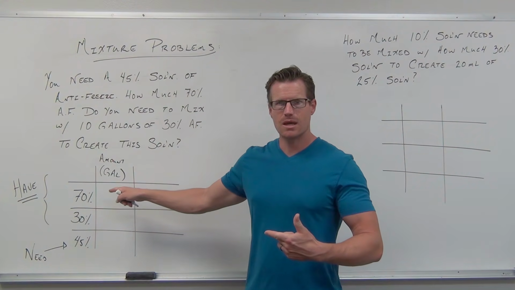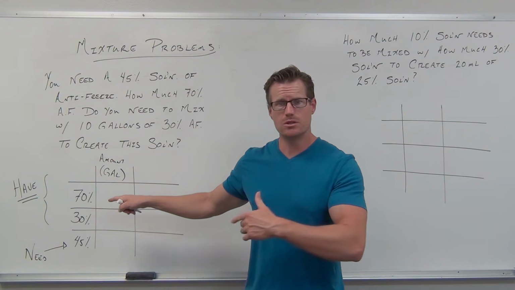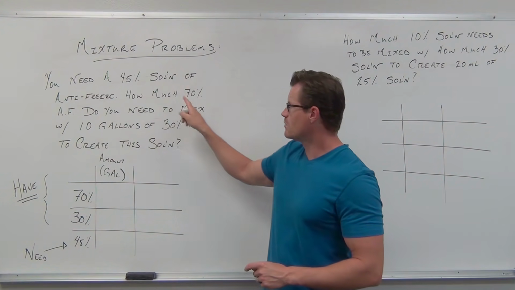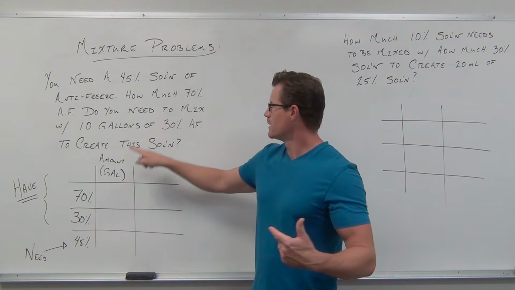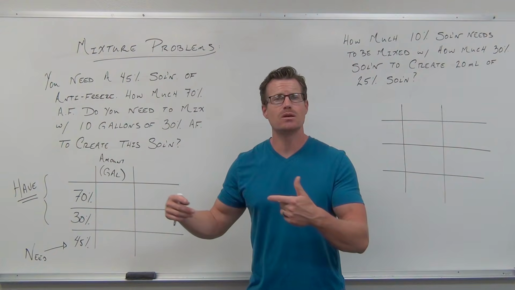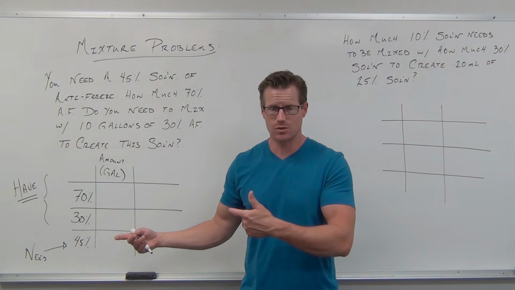Variable, that sucker. If you don't know an amount, it is going to be a variable. So I'm gonna hang on for just a second on that. So how much 70%? I don't know. Do you need to mix with 10 gallons of 30%? If this sounds familiar, this is exactly what we did in distance equals rate times time.